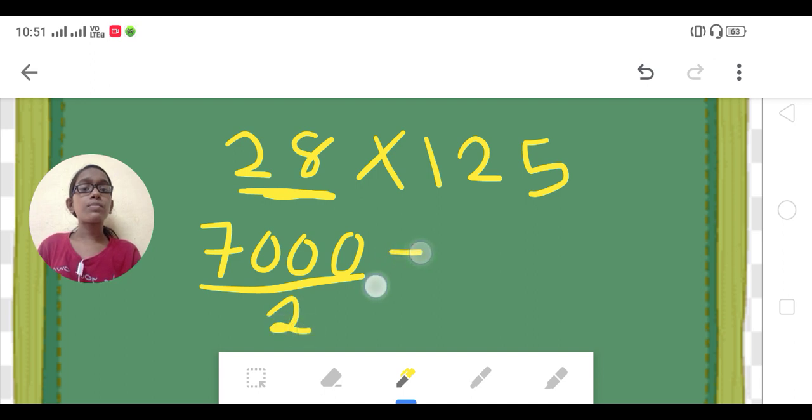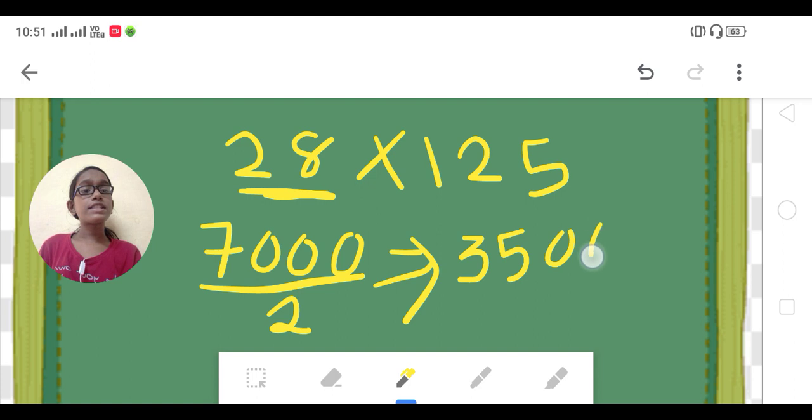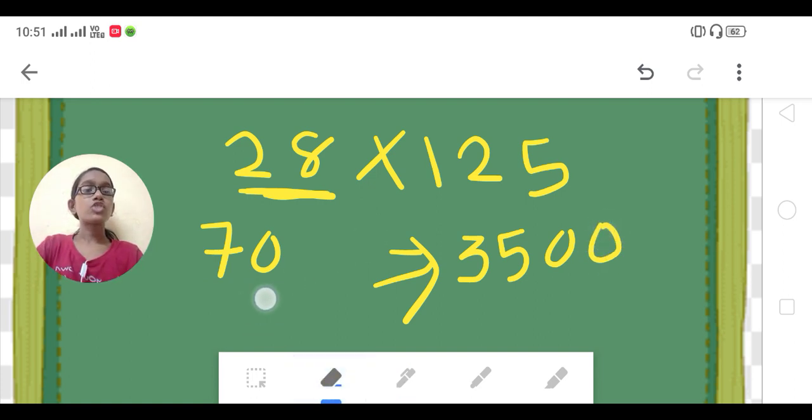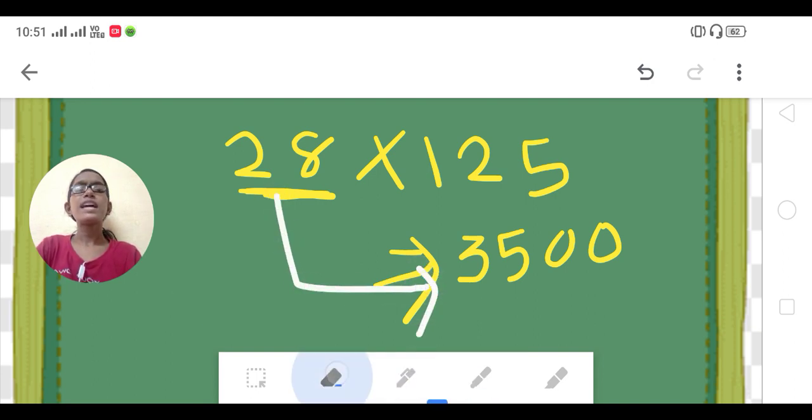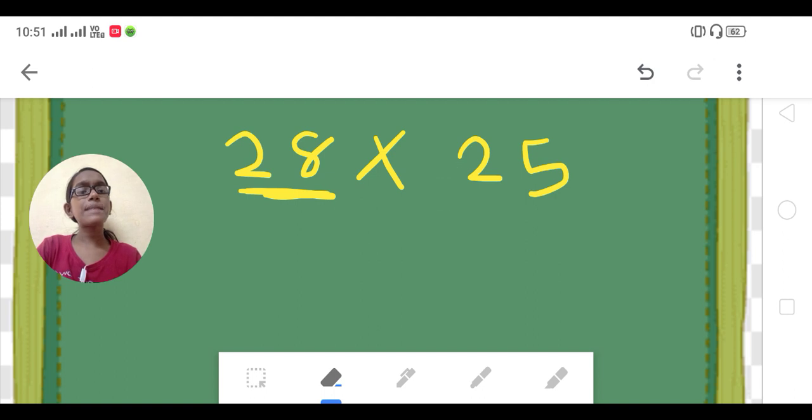So your answer would be 3500. So if you multiply 28 with 125, you get your answer as 3500. Isn't it so simple? Now let's take the same example and multiply the same number with 625 as well.